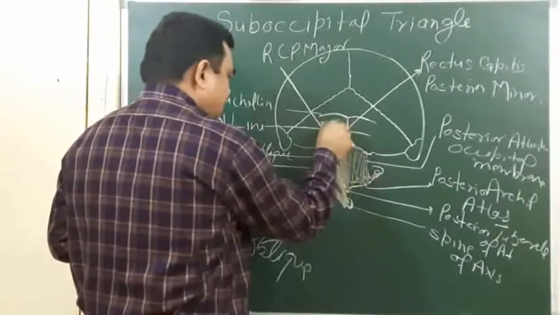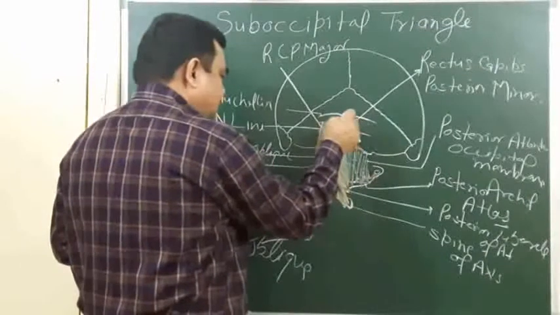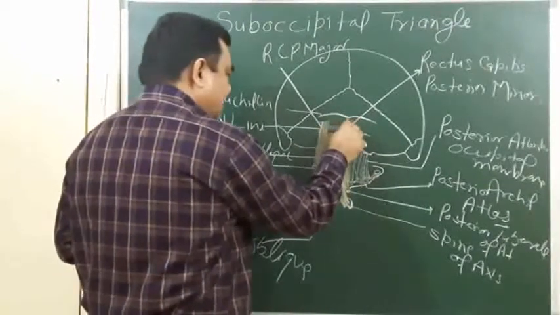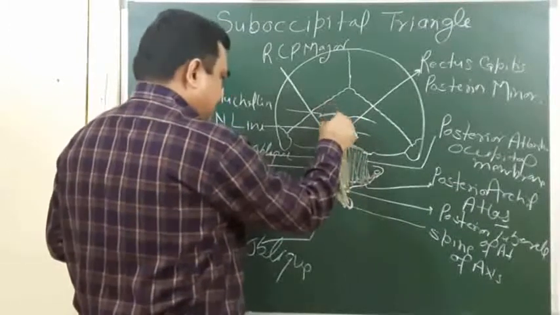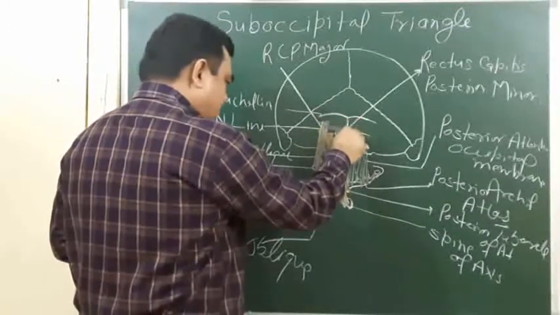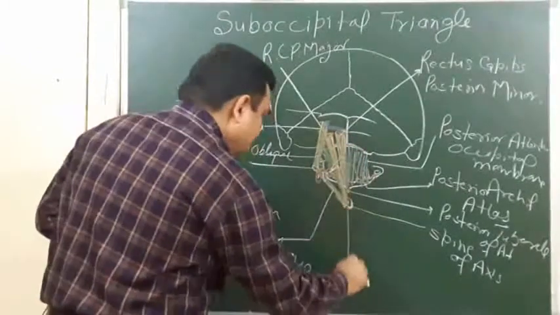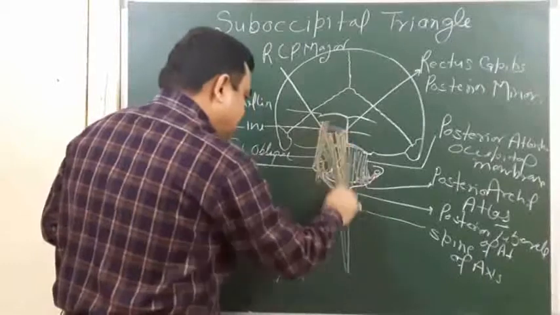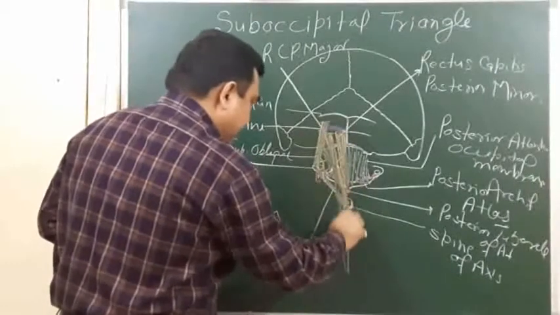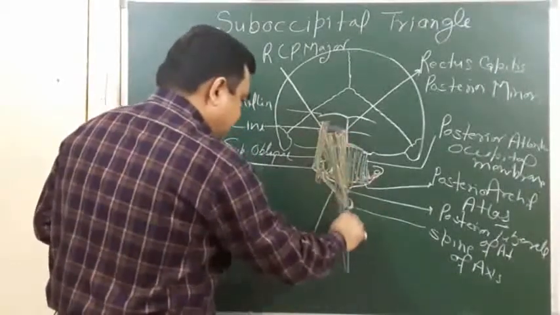This is semispinalis capitis. If you draw this diagram here, this muscle lies over this. This is semispinalis capitis. This lies here.